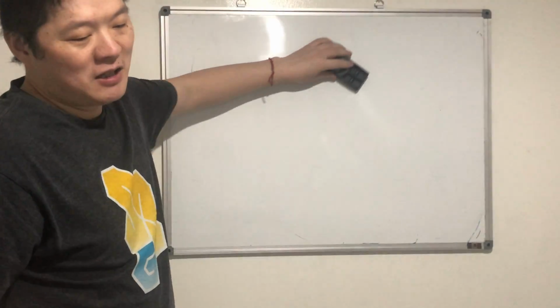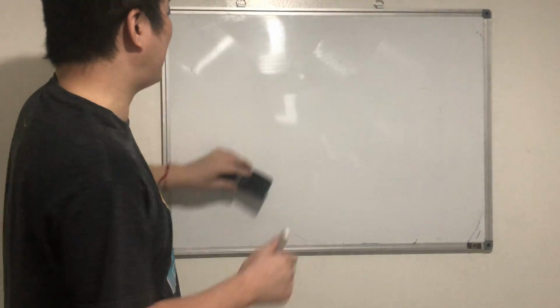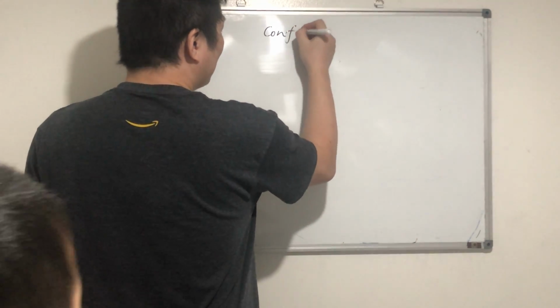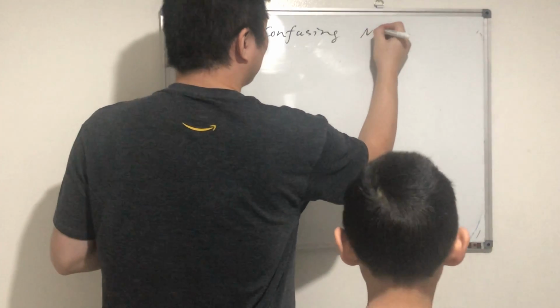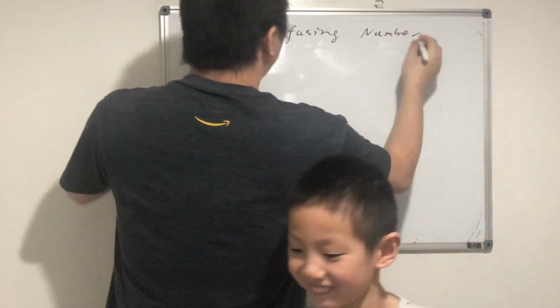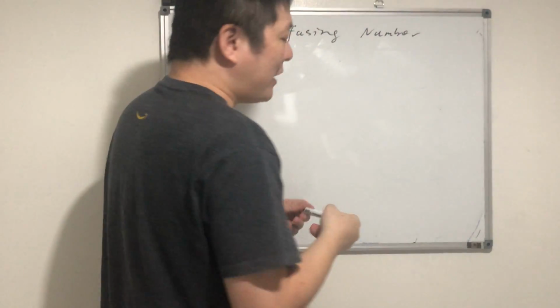Okay. So today we talk about confusing numbers. What's confusing? Misunderstanding. Yeah, misunderstanding. Okay, so what are the confusing numbers?